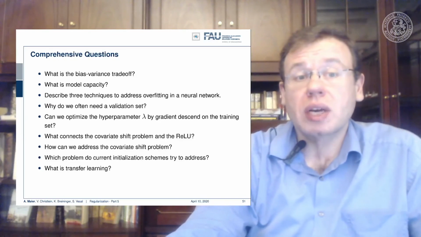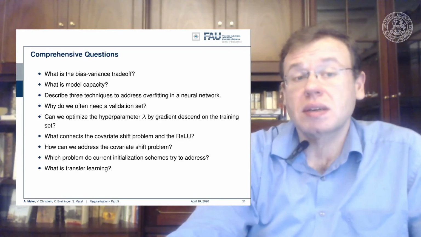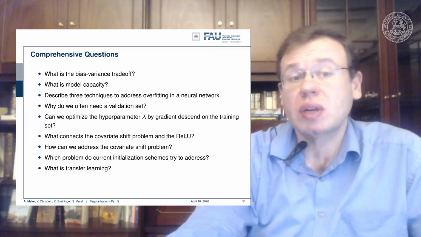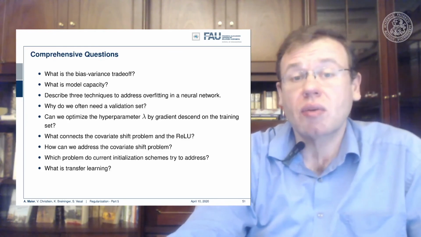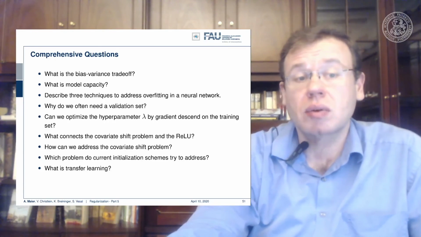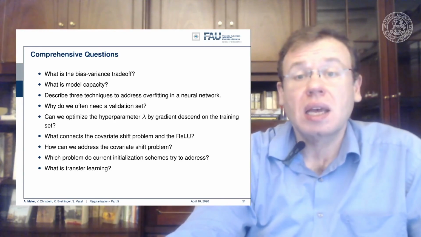I have a couple of comprehensive questions. What is the bias variance trade-off? What is model capacity? Then describe three techniques to address overfitting. What connects the covariate shift problem and the ReLU? How can we address the covariate shift problem, and so on.